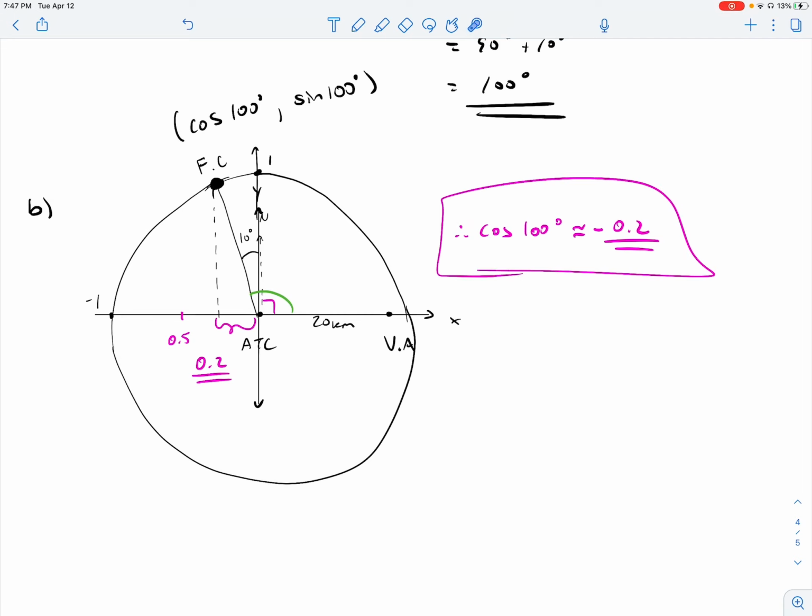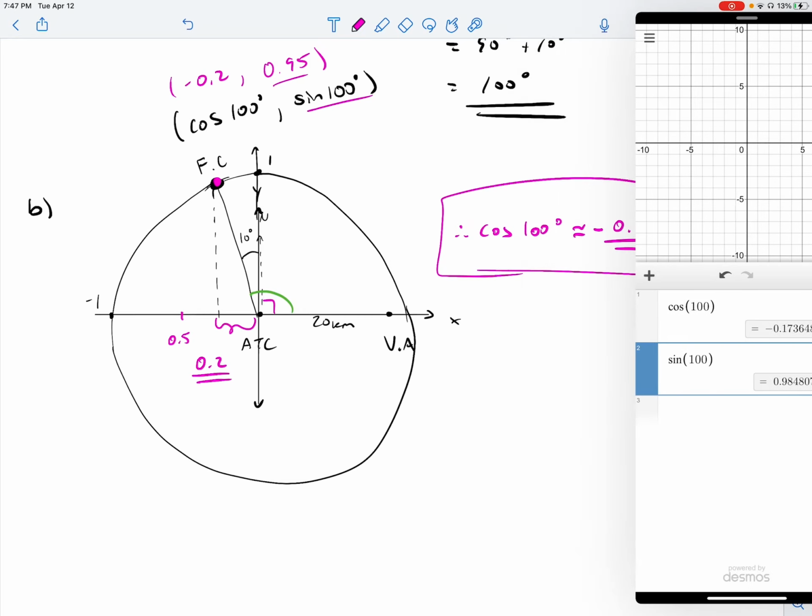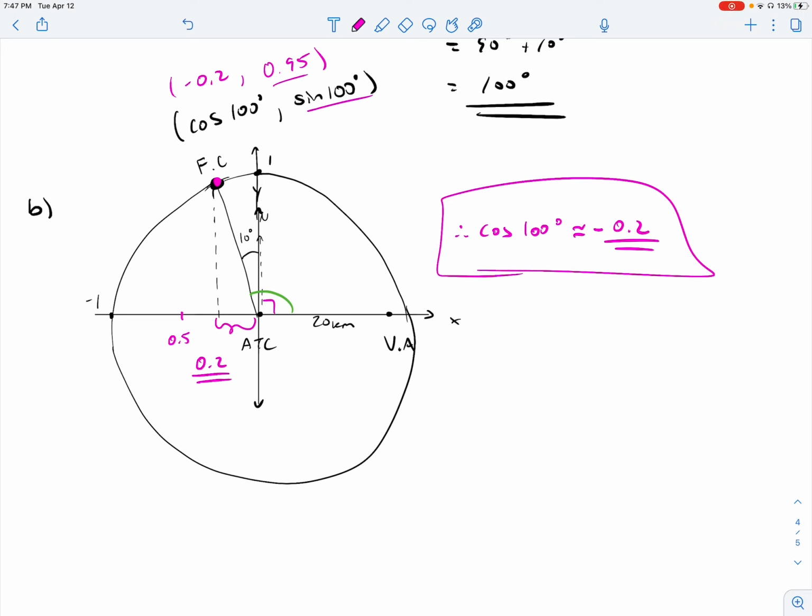Make sure you pay attention to the sign. Okay, so your coordinates, make sure you include the negative values. So if I had to write out this coordinate up here, I would say negative 0.2. And the y value, I would say it's so close to 1, I'd probably say like 0.95, something like that. Okay. So that means sine of 100 would be 0.95. I always want to check that real quick, just for curiosity's sake. 0.98. So still pretty close with these drawings. So not as good as the calculator.